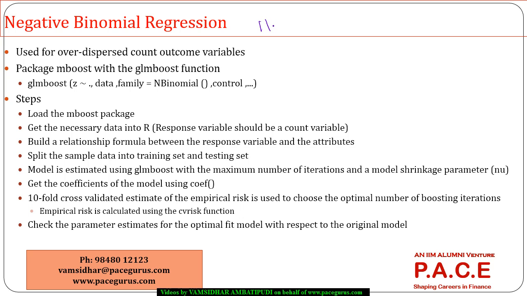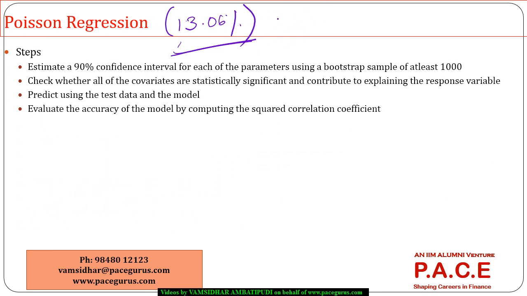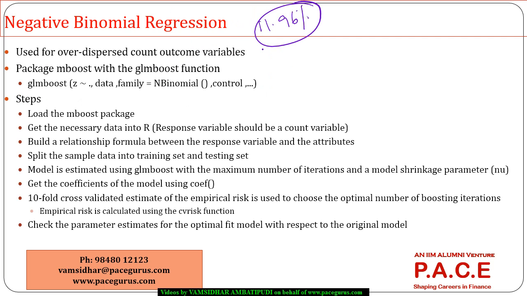Negative binomial regression has resulted in only 11.96% accuracy on the test data, whereas the Poisson regression has resulted in 13.06%. So when I'm comparing these two models, it looked like the Poisson model is much more appropriate for this data compared to the negative binomial regression model.